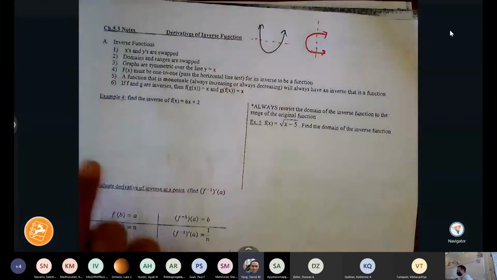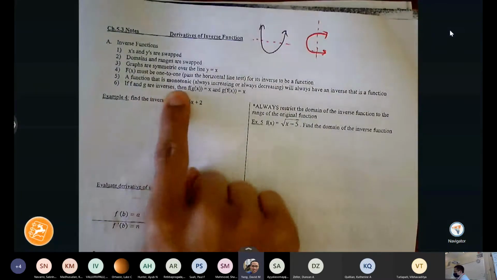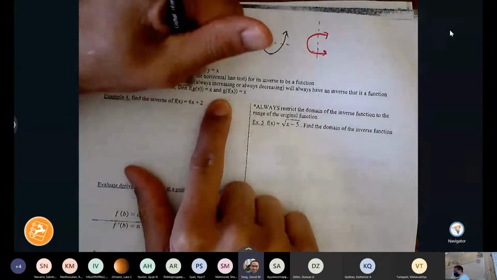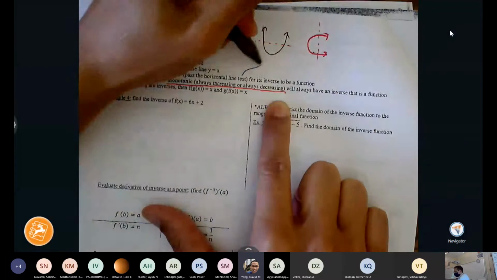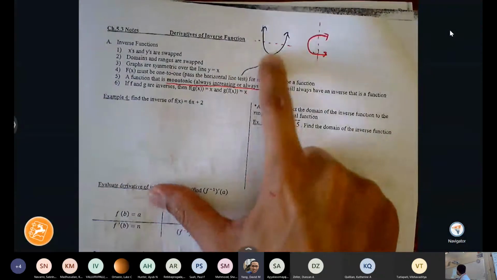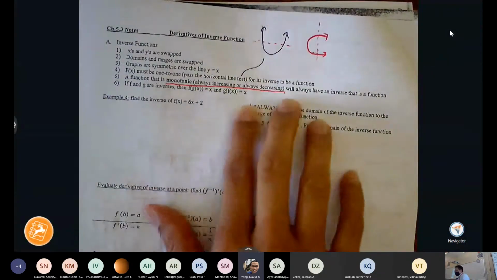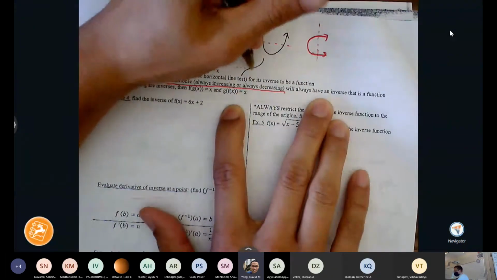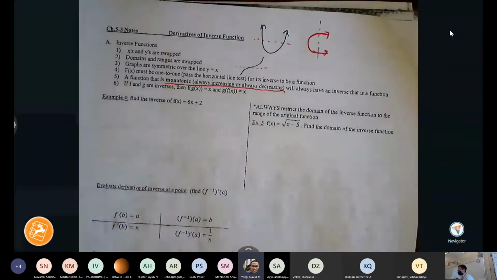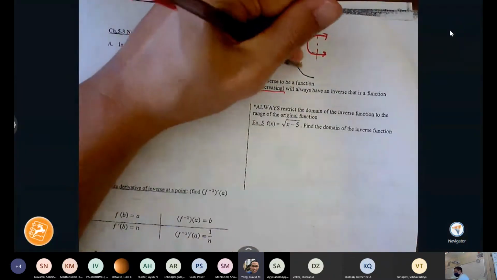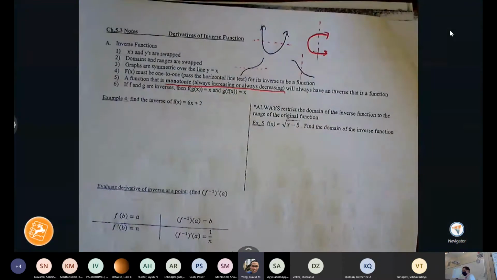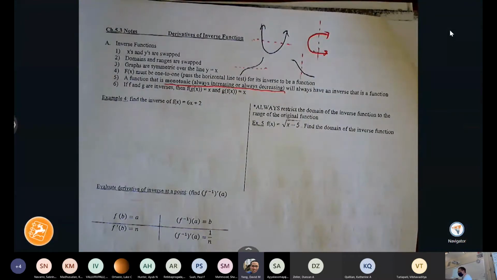So in order to guarantee that, a function must be monotonic, which means that it's always increasing or decreasing. So if a function is always increasing or decreasing, maybe the graph looks something like this. This will pass the horizontal line test. I'm only going to touch one point no matter where I draw my horizontal line. But once I flip it to its side, it's guaranteed to pass the vertical line test. So if the function is always rising or always falling, then we know that its inverse is going to remain a function.